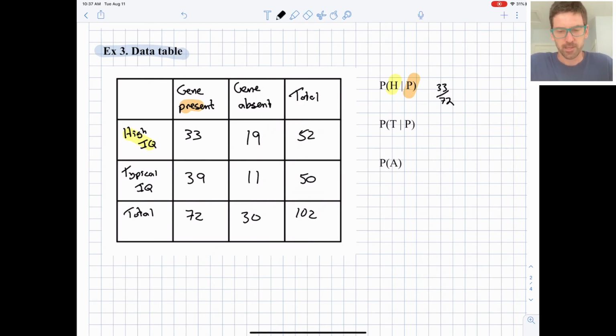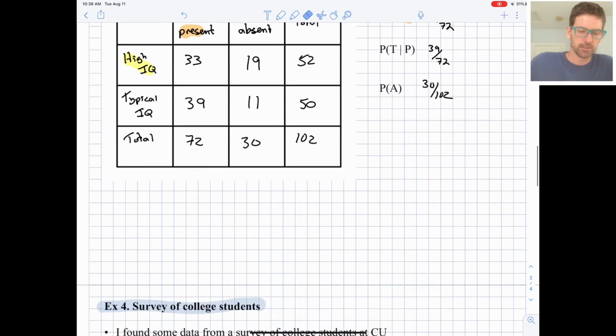Okay, next one, typical IQ given present. So again, it's going to be out of 72 and 39 out of 72. Okay, so again, we're only dealing with the gene present portion of the population. And then probability of A, I'm assuming A means gene absent, so there's no conditional probability here. We just look at the total, 30 out of 102. All right, moving on, one last one.